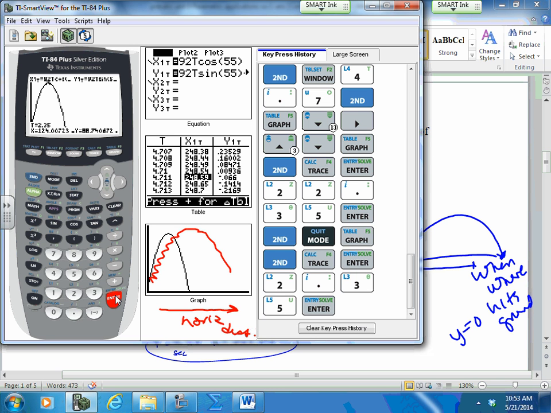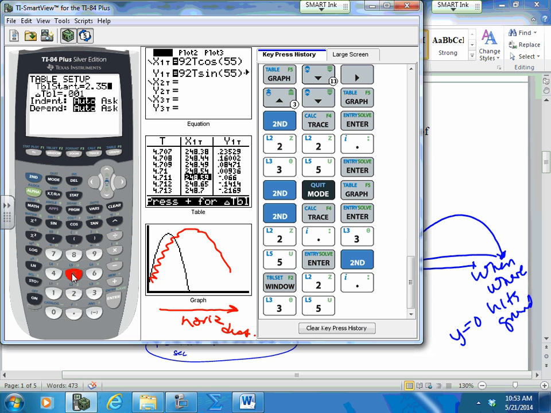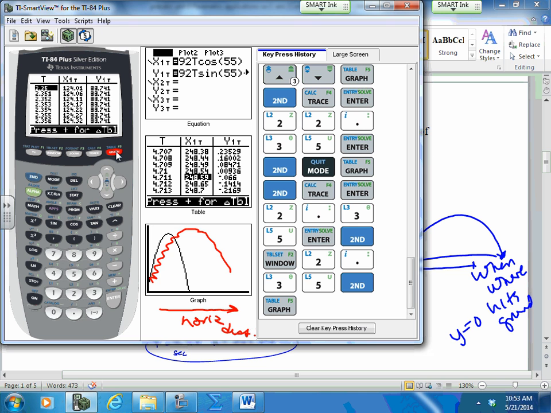Now, I need you to be close, so go to your table, set it at 2.35, and go to your table. You need to see this turn. What happens is, because this is so small, you can see it was less, then it got greater, it's still increasing. You want to see it turn down. Up, right there, it started to turn down. So somewhere over here, it reached its maximum and then went back down.